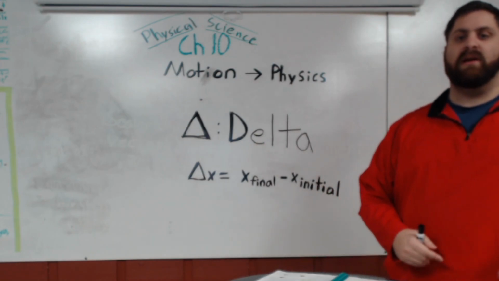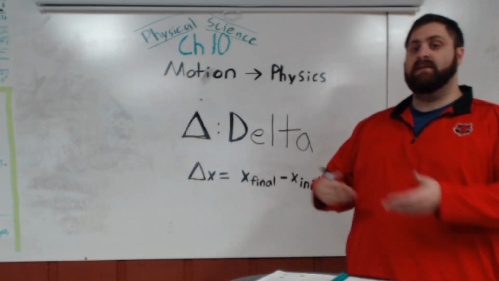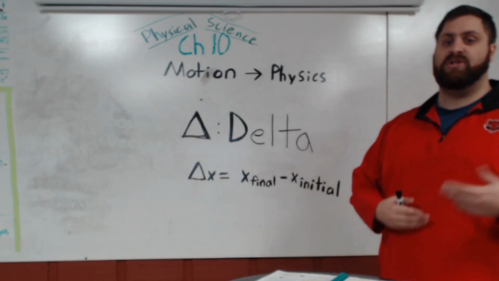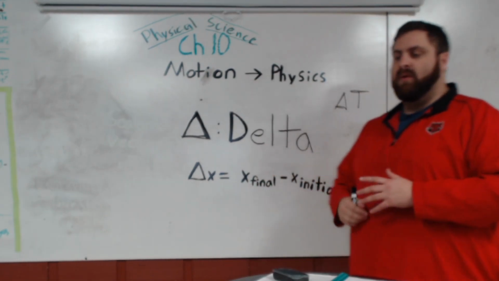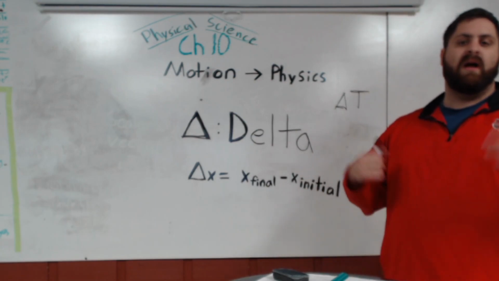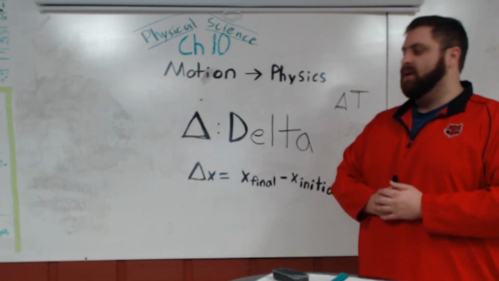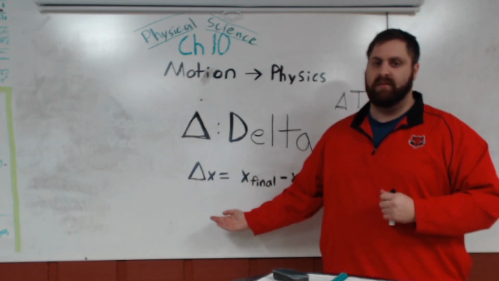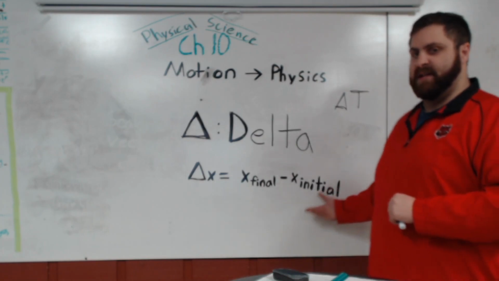If the temperature goes from 50 degrees to 40 degrees, you have a delta T, which is a delta temperature or a change in temperature. So delta is change. So when you are trying to calculate delta, when you're trying to figure out how much something changed, the value of something changing, we use this equation right here. It says delta x equals x final minus x initial.